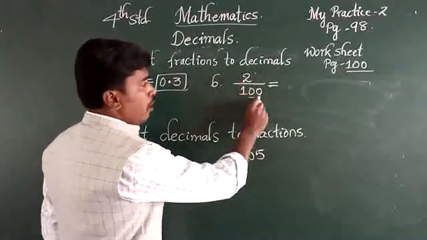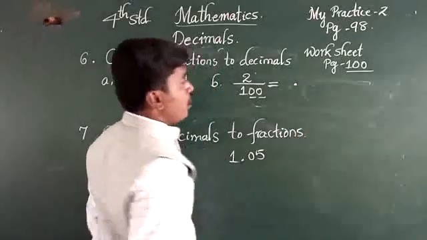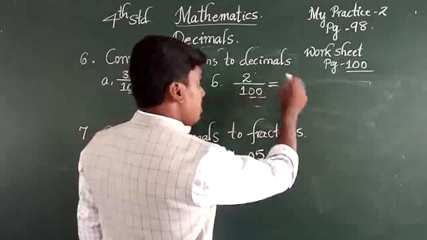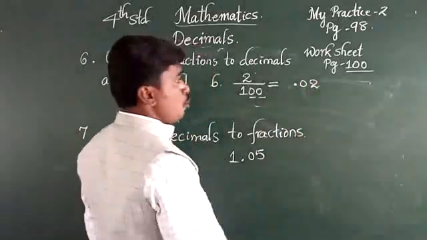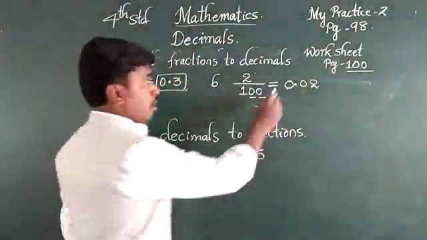Observe dear children. So here second also, 2 by 100. In the denominator there are 2 zeros. Decimal point after 2 places will come. So here only 1 digit, so 10th place you write 0, then 100th place it is 2. 0.02. That is the answer.